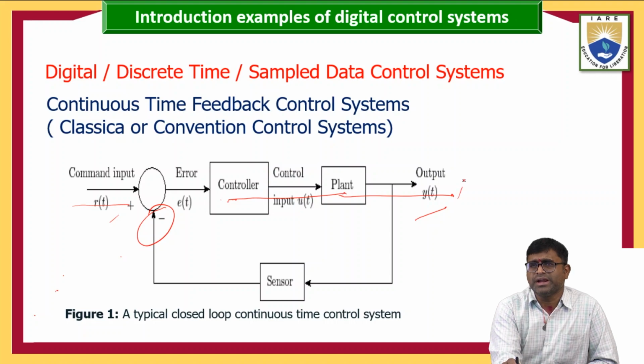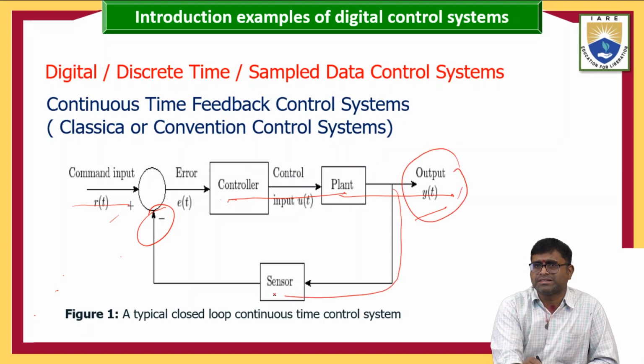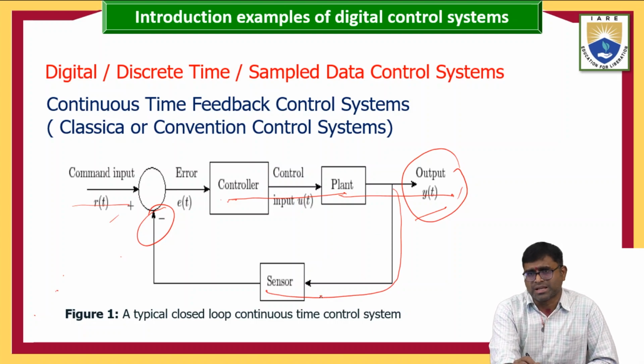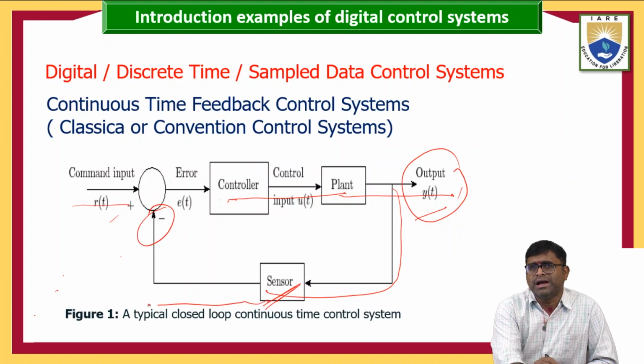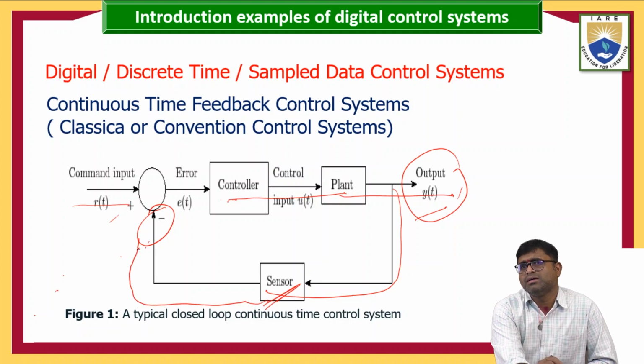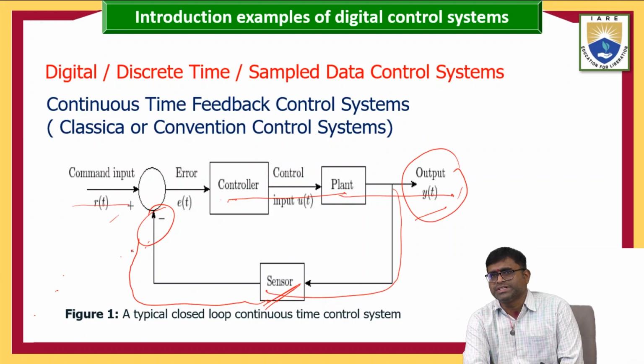But if you are not getting the exact output, take this output value backside as feedback through a sensor. That is nothing but the sensor, which is going to sense the values, and it will give them to the input section side.